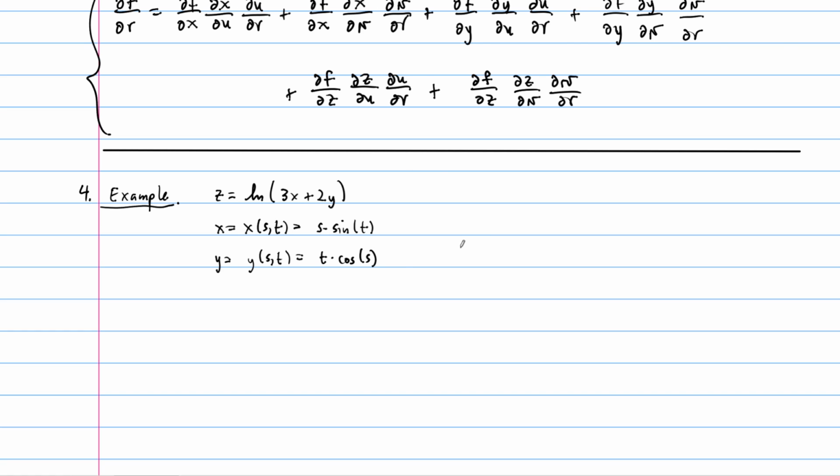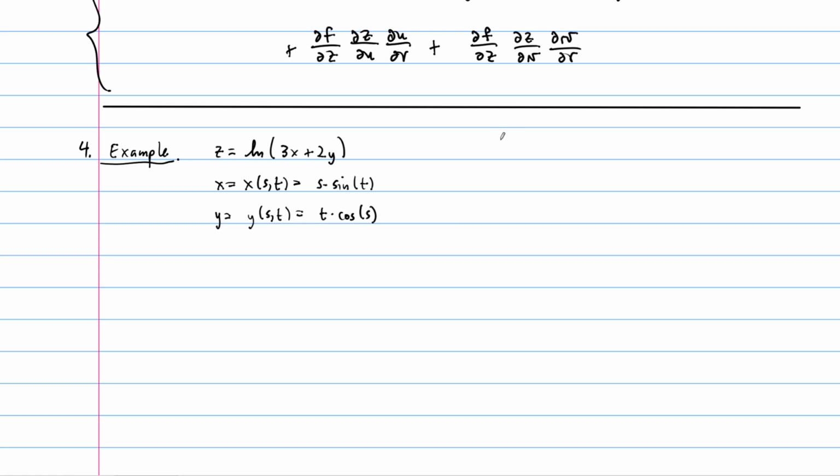So for this one, what I would like you guys to do is work out formulas for dz by dt and dz by ds. You can do them in either order. So dz by dt and dz by ds. So take a minute, work those out, and we'll check back in when you're done.